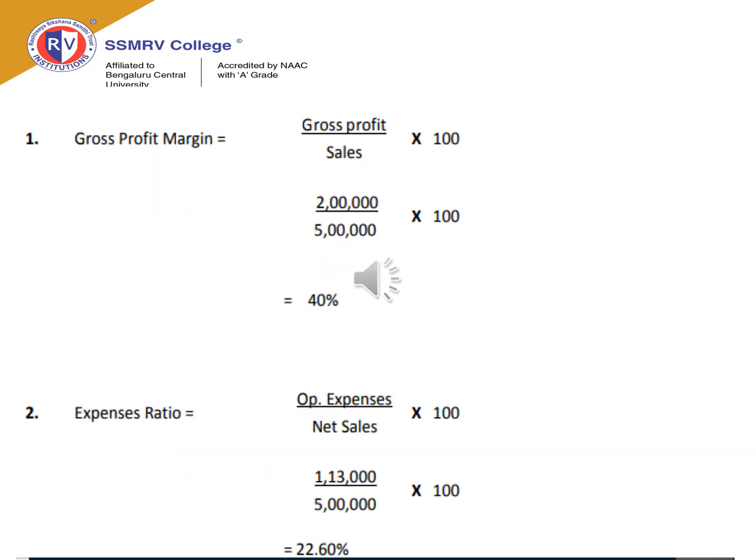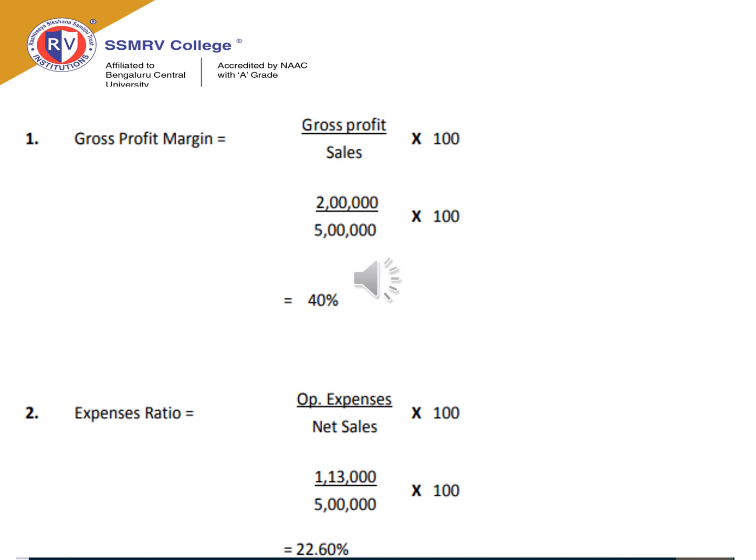We will understand about the calculation of gross profit margin. The gross profit ratio will express the relationship between gross profit and sales, and it will indicate whether the concern has earned an average margin on the goods sold, and whether the selling prices are adequate or not to cover the cost of goods sold. So let us see the calculation of gross profit.